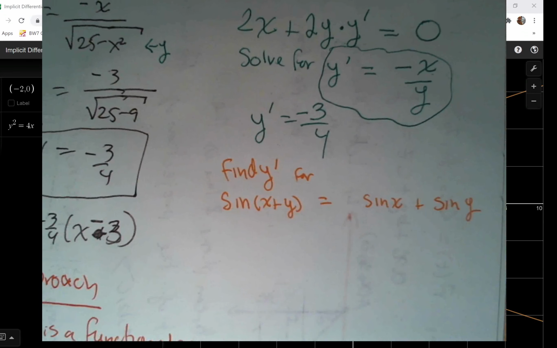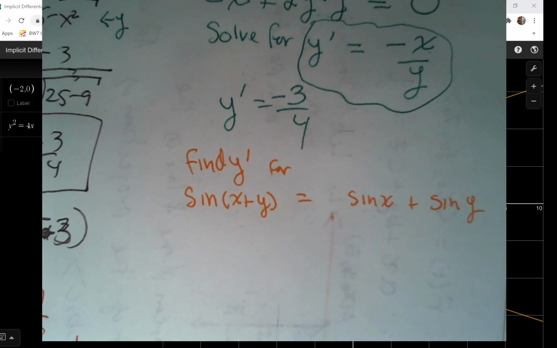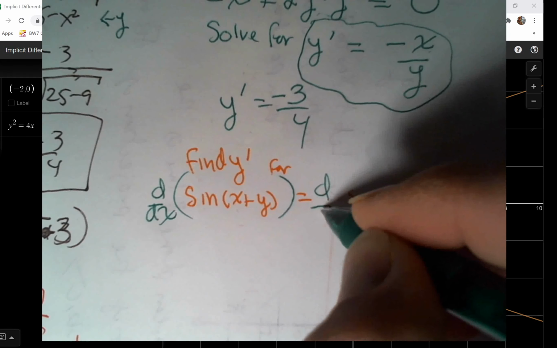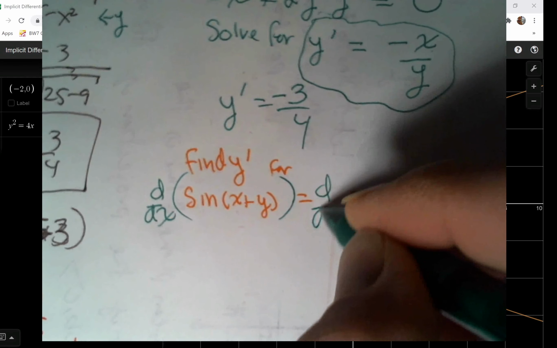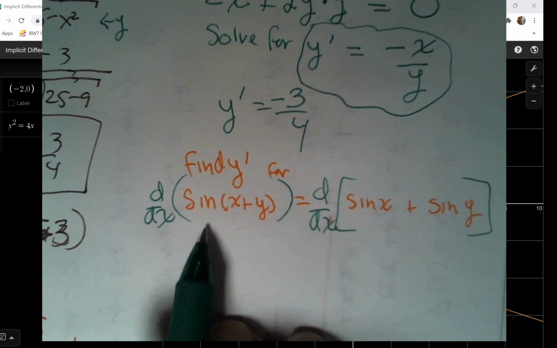Okay. All right. So this is almost impossible to find a solution for y. So I cannot find y equals some function. So I'm just going to go ahead and start taking the derivative with respect to x. This is a good problem because they test us on our different rules of differentiation. Notice here we're going to apply the chain rule, and then the sum rule inside.